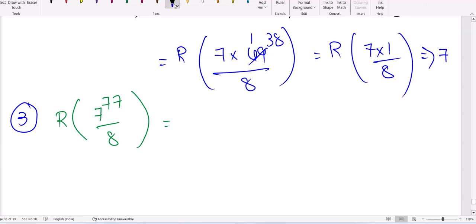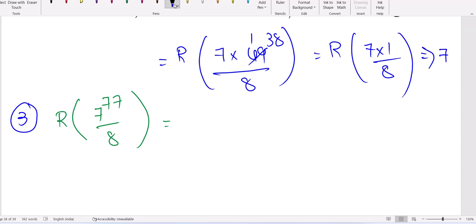First analyze with 7 power 1, 7 square, 7 cube, 7 power 4. What is the answer? Believe me, after some time the cycle is going to repeat. Suppose 7 power 1, the answer is 7. 7 divided by 8. 7 square divided by 8, the answer is 1, right? After some time the same cycle will repeat. So you can analyze that way also. That is the third method.